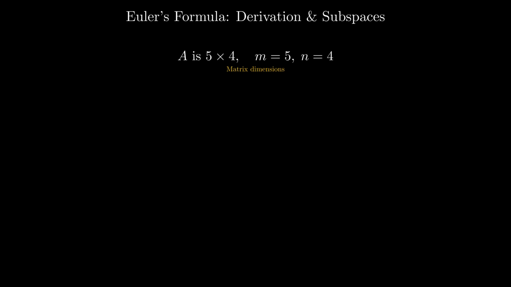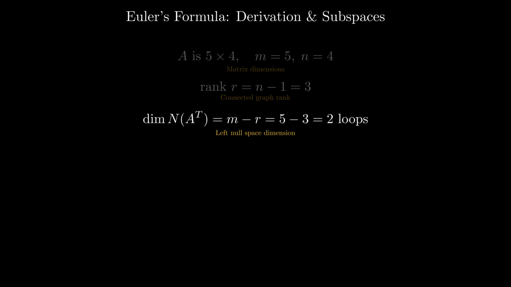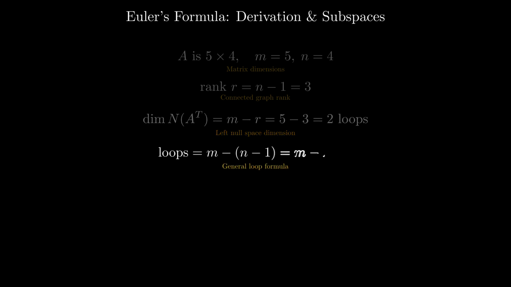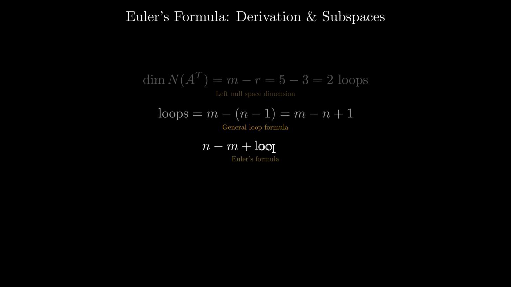A is m by n, 5 rows and 4 columns. For a connected graph, the rank r equals n minus 1. Here that's 3. The left null space of A transpose has dimension m minus r, which is 5 minus 3 equals 2. Those are the independent loops. Let's express the number of loops algebraically. Loops equals m minus the quantity n minus 1, which simplifies to m minus n plus 1. Rearranging, we get n minus m plus loops equals 1.